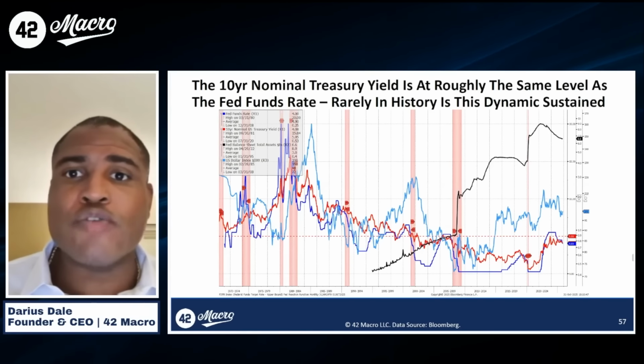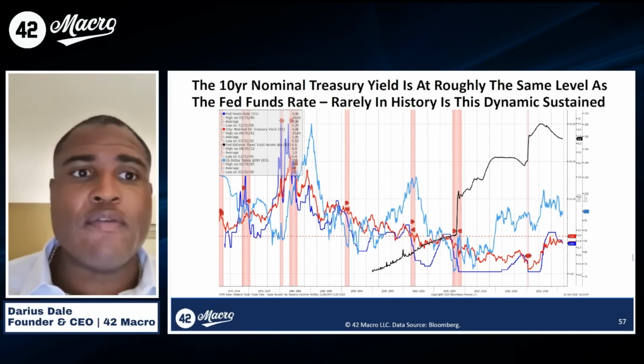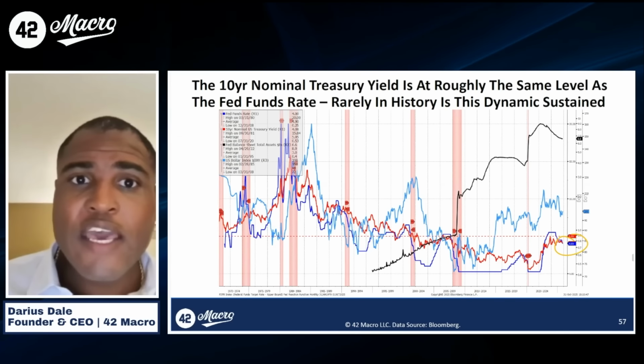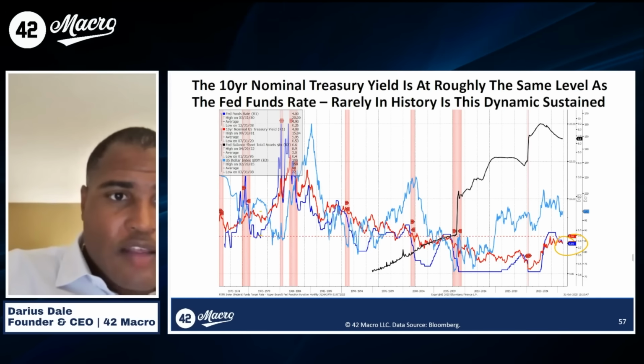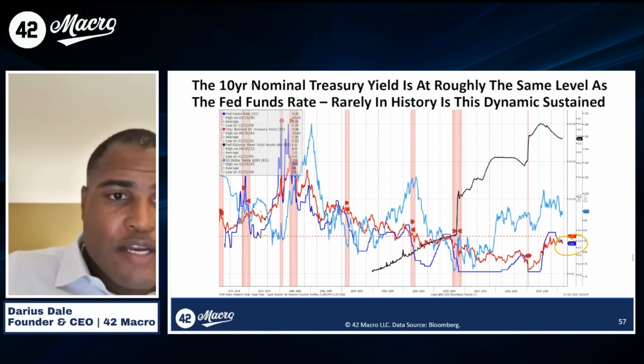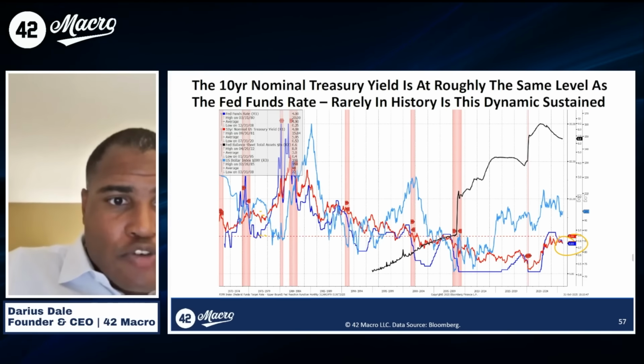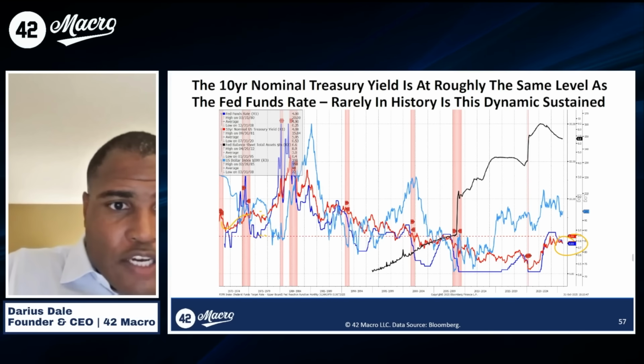The 10-year nominal Treasury yield is roughly the same level as the Fed funds rate. And rarely in history is this dynamic sustained. So just look at the dark blue line and the red line in this chart, the dark blue line being the Fed funds rate, and the red line the 10-year nominal Treasury yield. I'm just going to draw a line over the 10-year nominal Treasury yield. Stare at the blue line while I'm doing this.